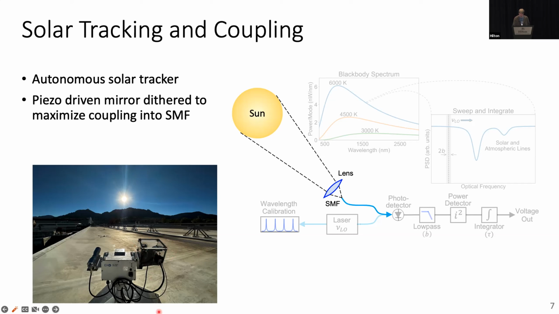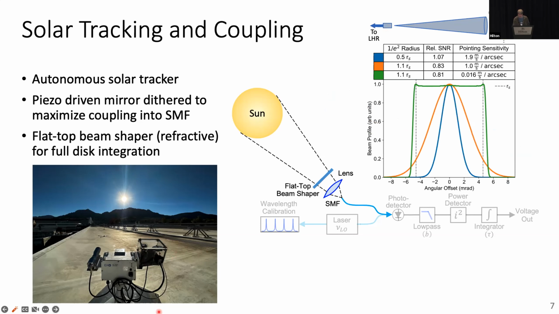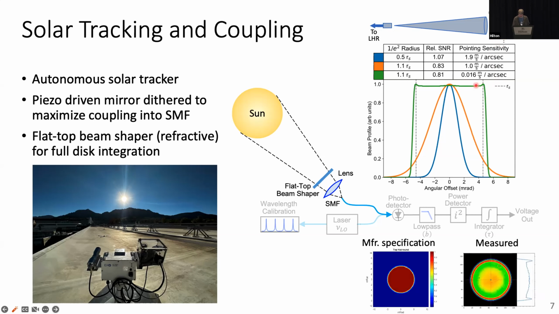We want full disk integration for sun as a star measurements, and for this we use a flat top beam shaper, which is a refractive device that coherently transforms the Gaussian mode of the fiber into a more uniformly distributed pattern in the far field, seen in green here. This also has the benefit of making us much less sensitive to pointing errors as compared to the Gaussian mode, which can couple in Doppler shifts due to the sun's rotational motion. Although I can't say we're at the centimeter per second level per arc second yet, as we still have some mismatch between the expected and the actual profile that we measure, which has some wings on the edge.